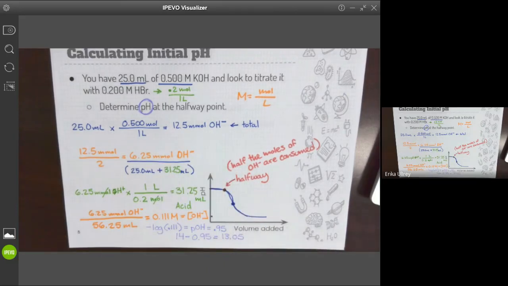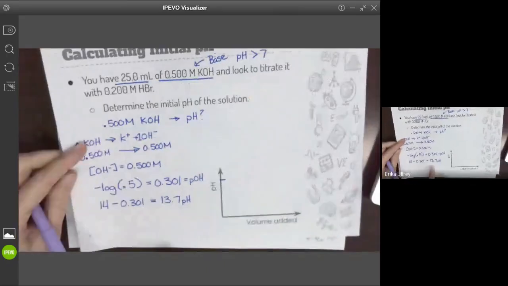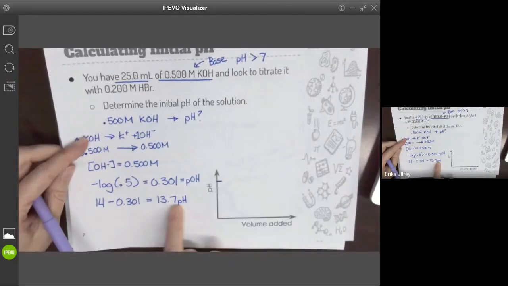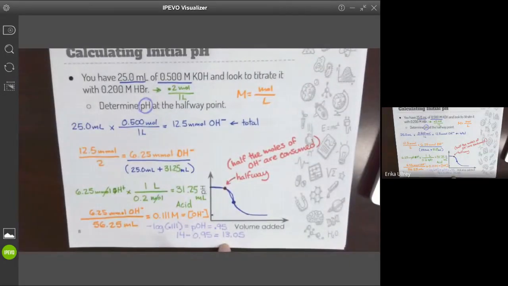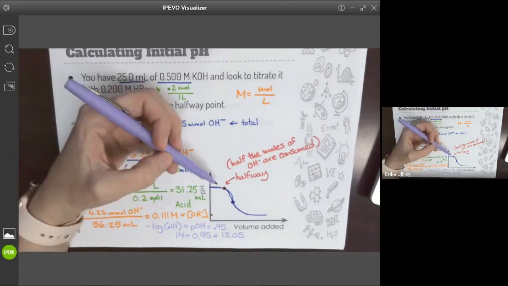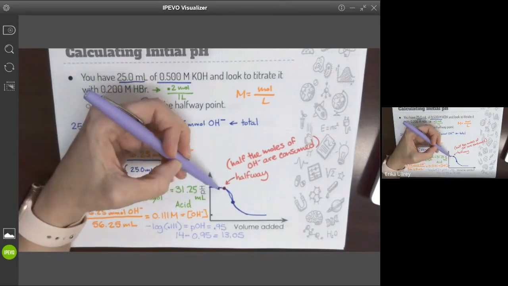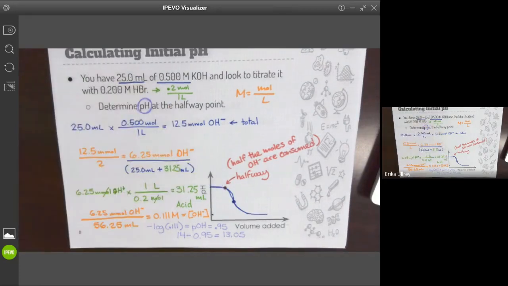And we can see that the pH did not move very much at all. It went from a pH of 13.7 to a pH of 13.05. It did decrease a little, but not much, which is why in this first part of our graph, it almost looks like a straight line. Not much change in pH whatsoever. Okay? Any questions with that? All right.